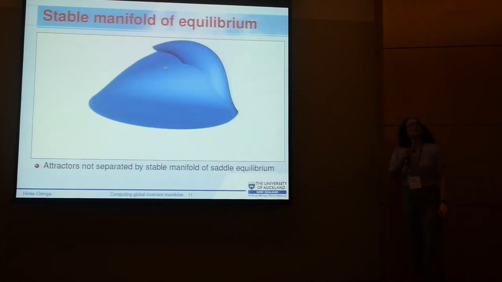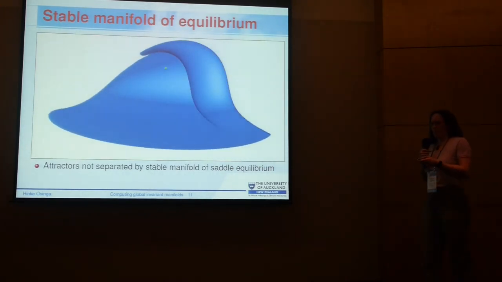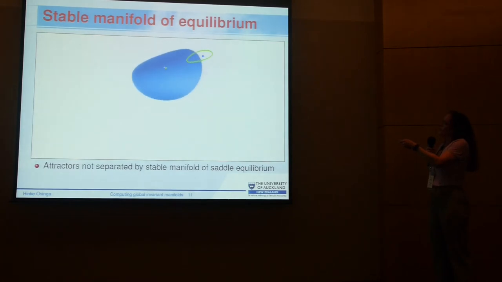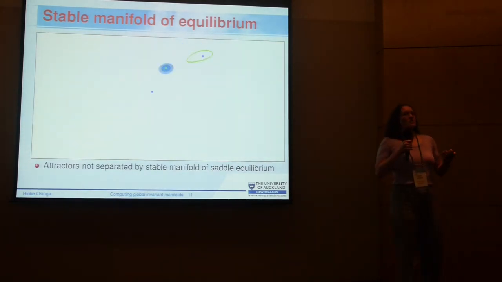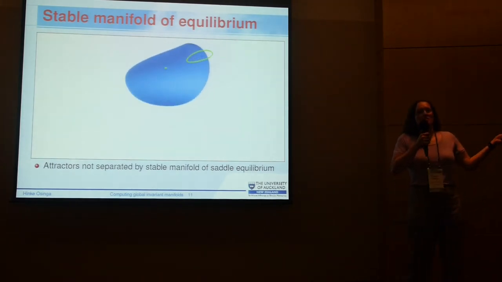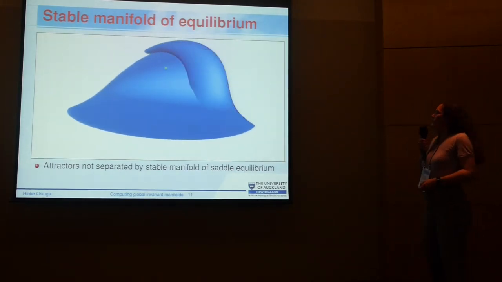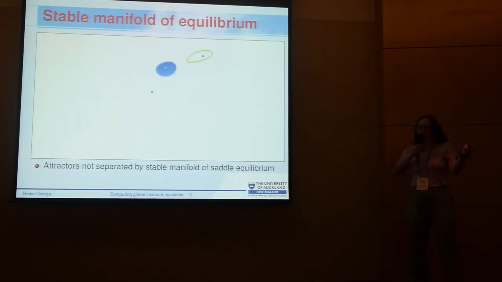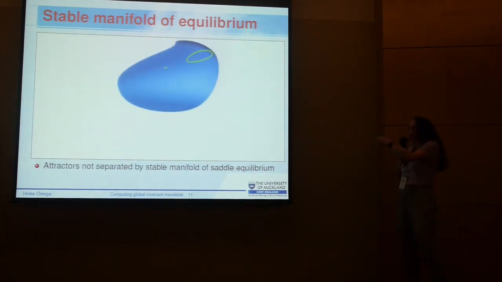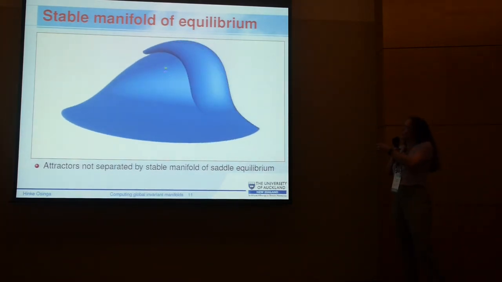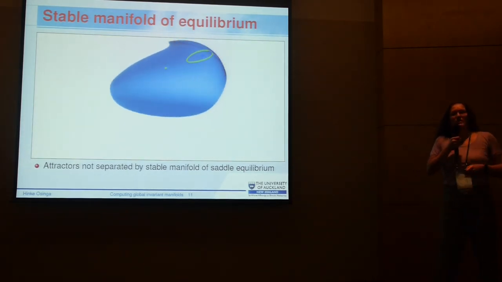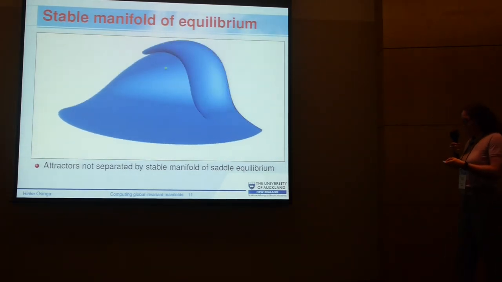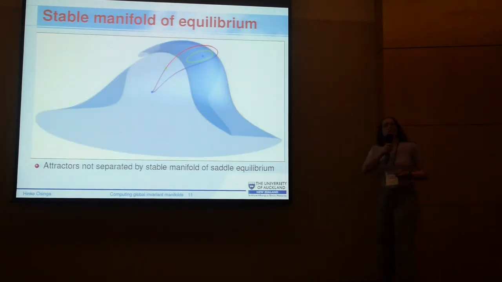So this is the stable manifold of the equilibrium. It's the saddle equilibrium here, and as Arthur Sherman said, this is the separatrix. Why did he say that? Well, it's a big object, a big surface, and if you just go beyond that saddle point, you should be in the basin of attraction. Let me illustrate that a bit better.